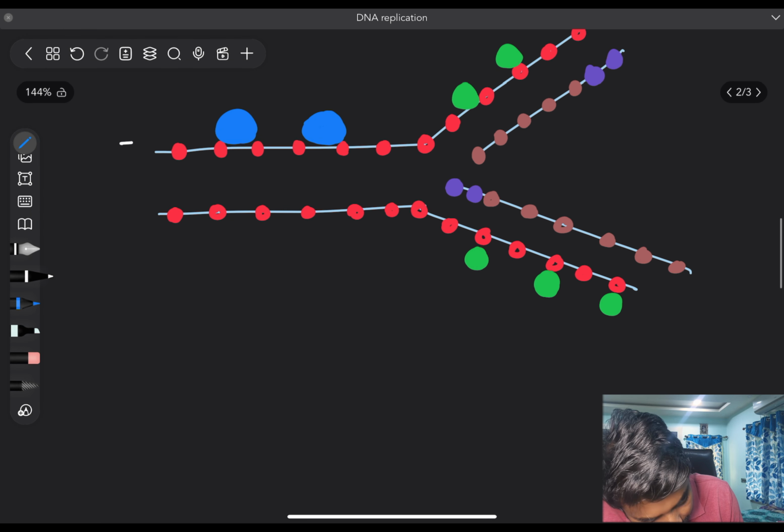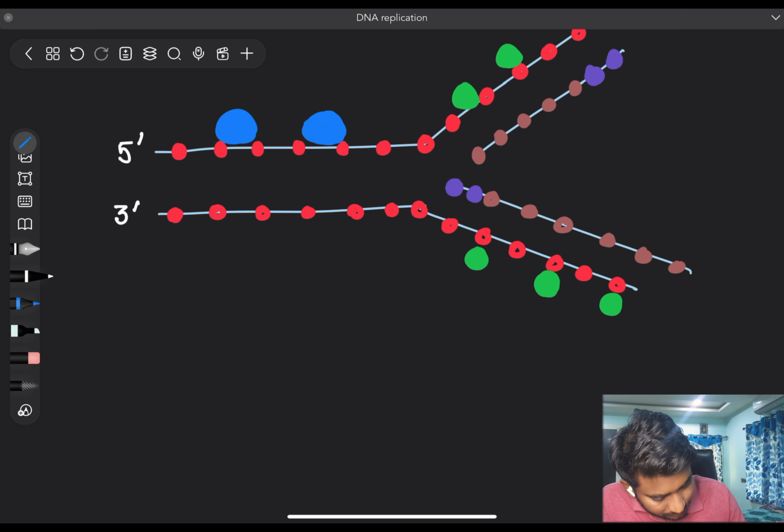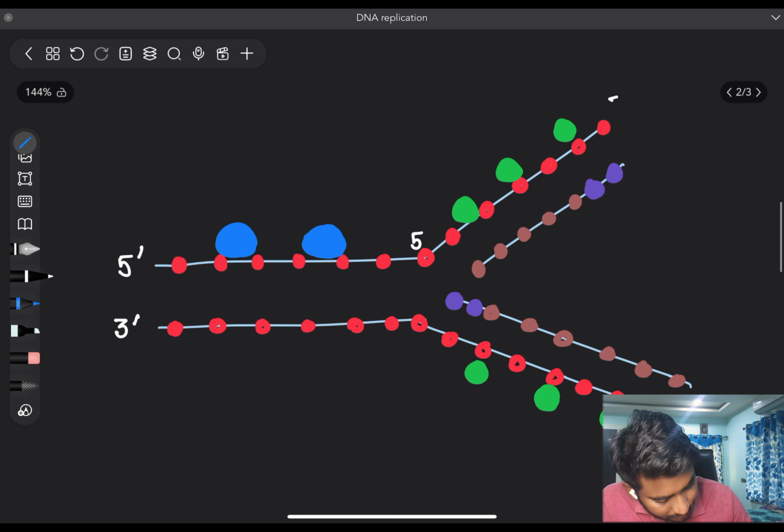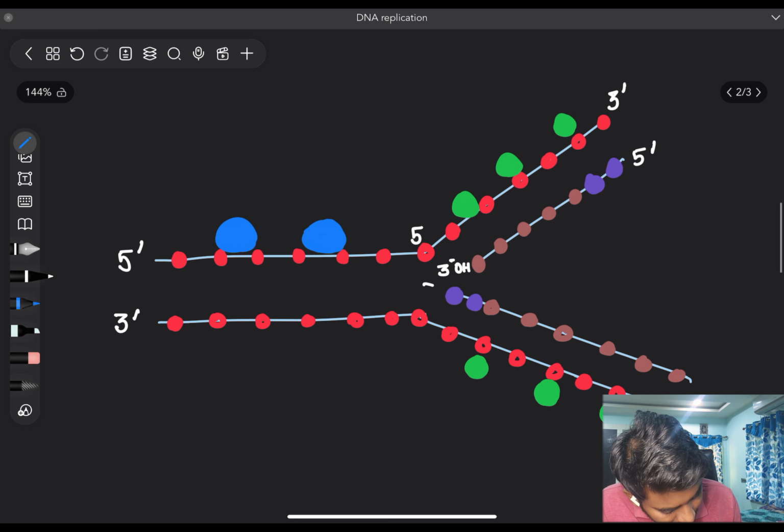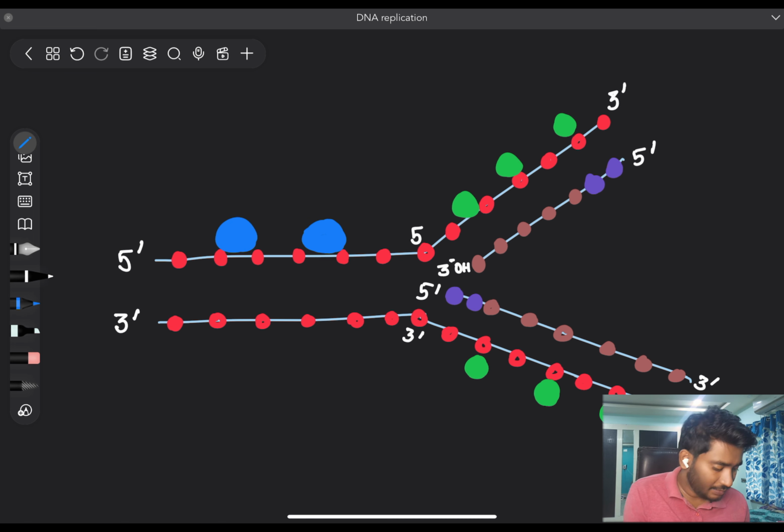Now see, this is the 5' end, this is the 3' end, this is the 5' end, and this is the 3' end. Where this is the 5' end, this will be the 3' end. Okay, now this is the 5' end, this is the 3' end, and this is the 5' end, this is the 3' end.